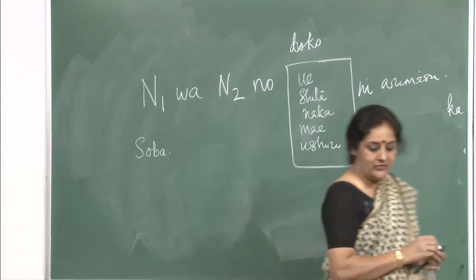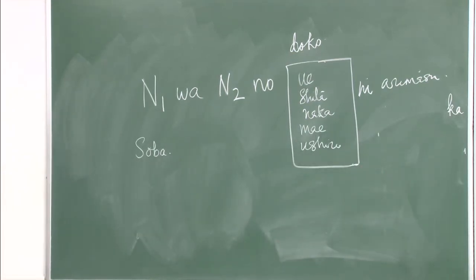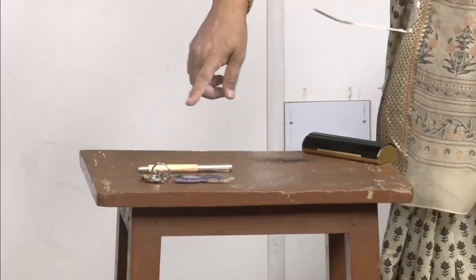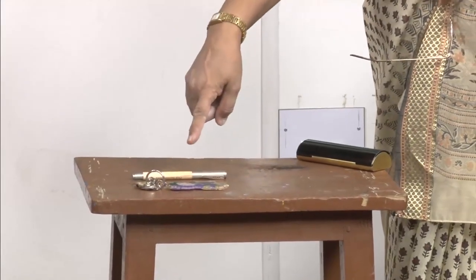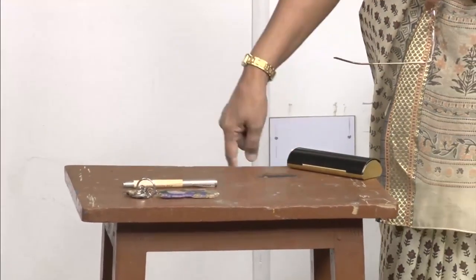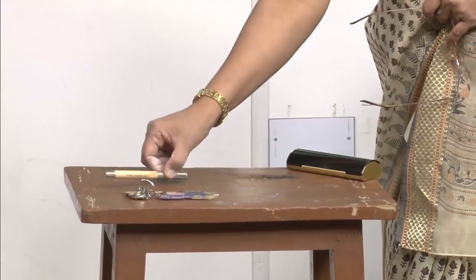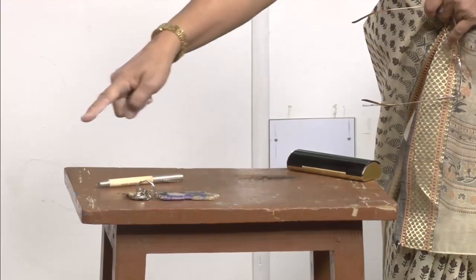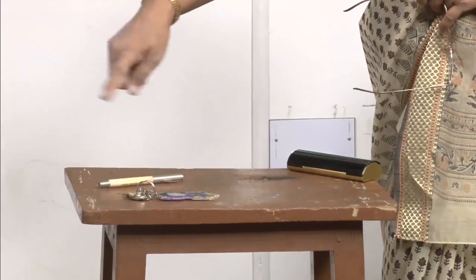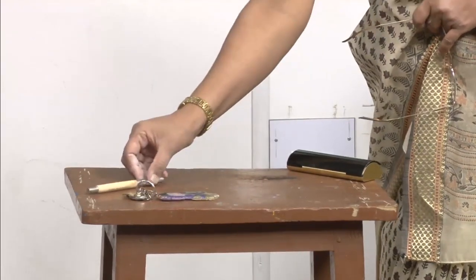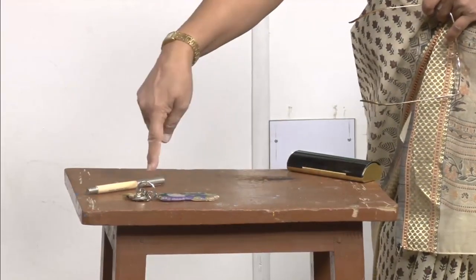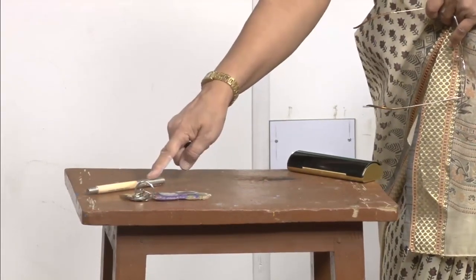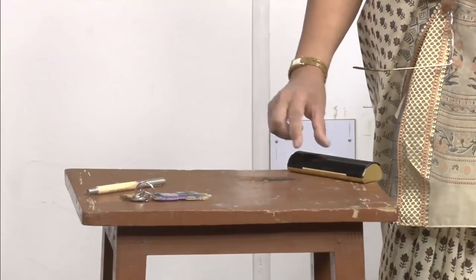For example, you have these two things over here and you can ask, kagi wa doko desu ka? Kagi wa pen no soba ni arimasu. It is close by. With reference to the table, this table is small. So, anything soba will be over here, close by. Kagi wa pen no soba ni arimasu.